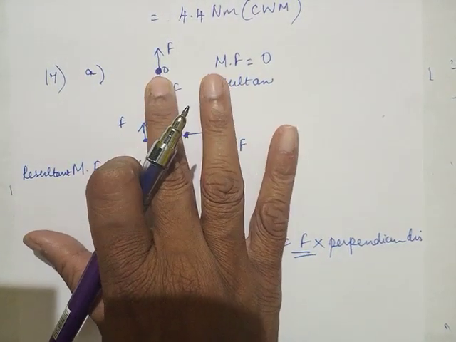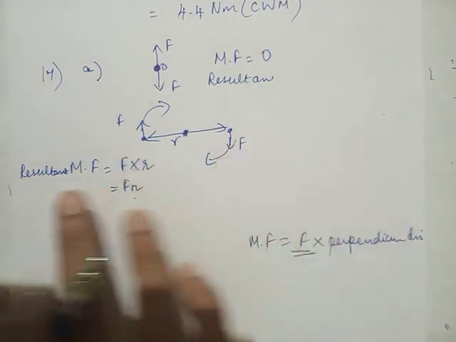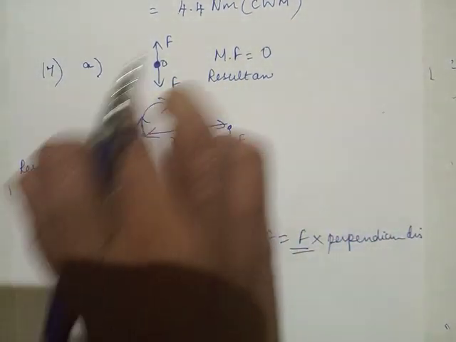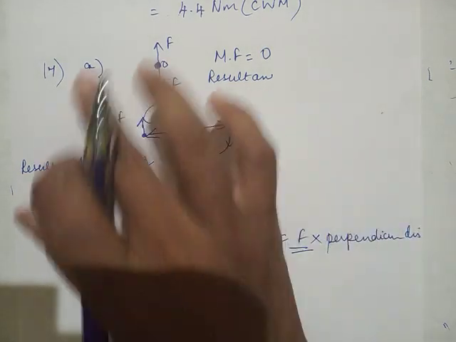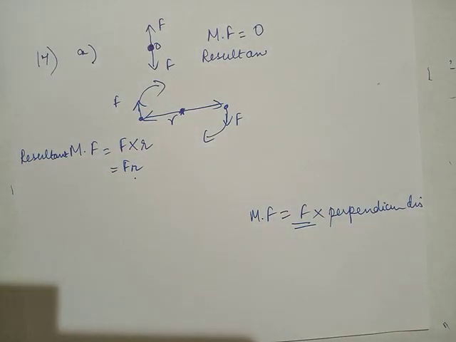Okay. In the first case, no resultant force, no resultant moment of force. In the second case, it forms a couple. So your resultant is this and it makes it rotate in anti-clockwise direction. So this is how, these are 3 tough questions that I have solved for you.